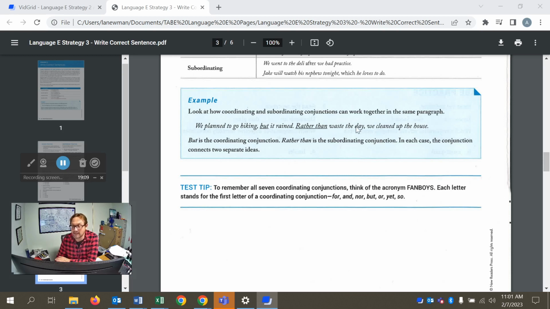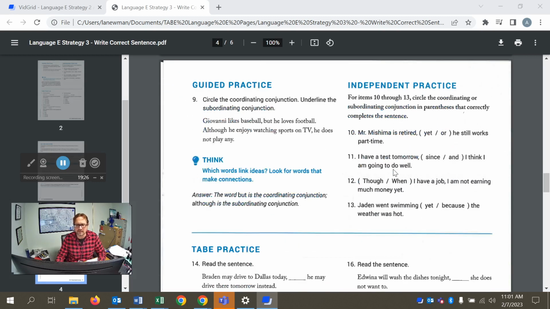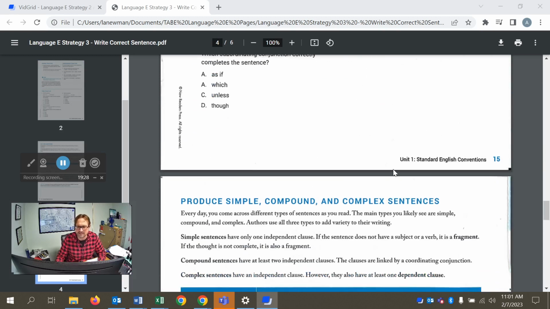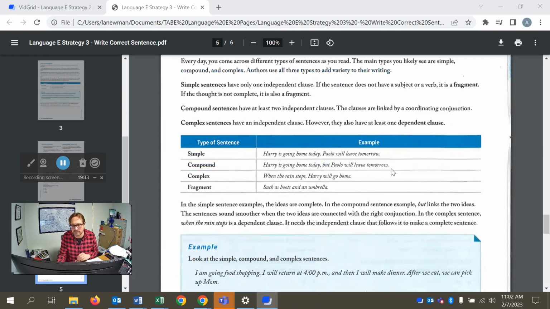So rather than waste the day, that's dependent or subordinate. We cleaned up the house could be its own sentence. And here at the bottom, we have a reminder of the fanboys. So in case you're having a little bit of difficulty remembering all 7, here they are for you. All right, we're skipping past the work to get to the last instructional part of this.